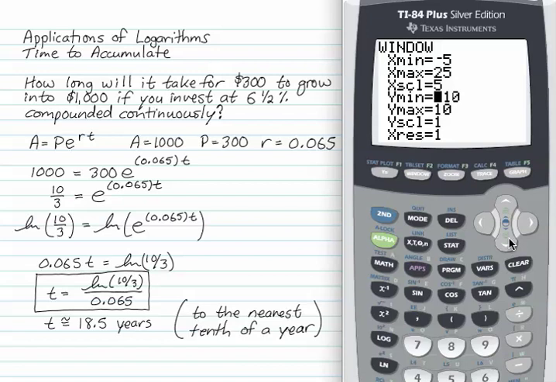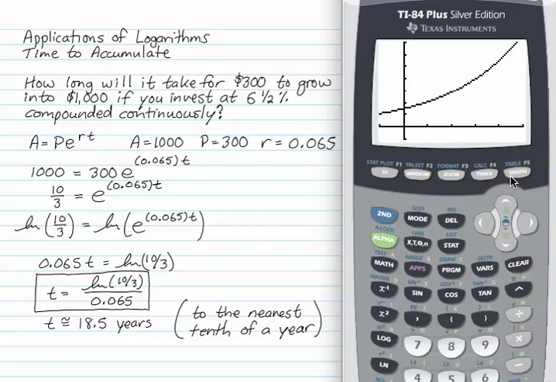For the vertical axis, the y-axis, that's the amount of money. Let's go minus 200 to 1,400, because we were aiming for $1,000. Let's count by 200s. Graph.